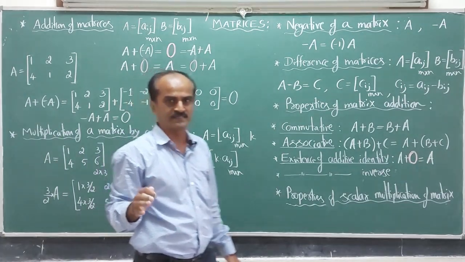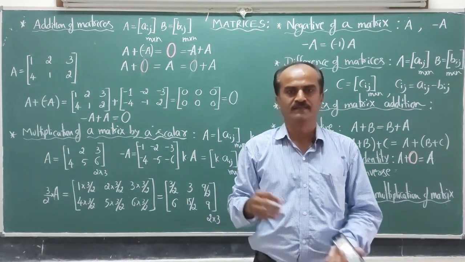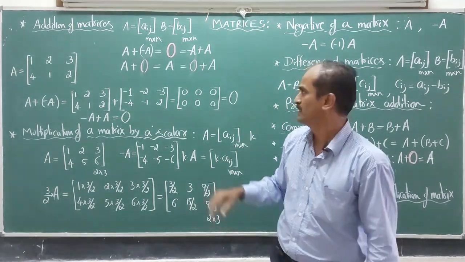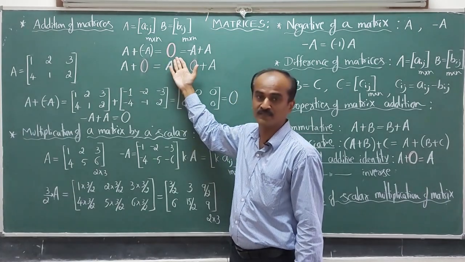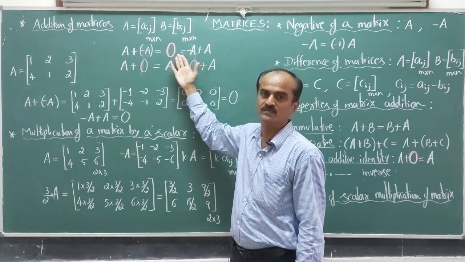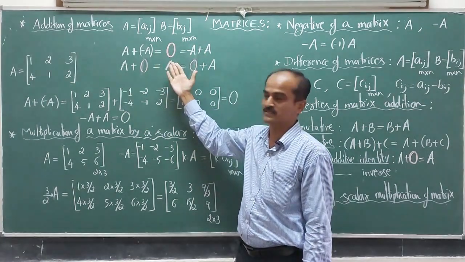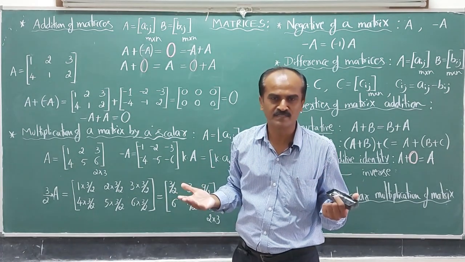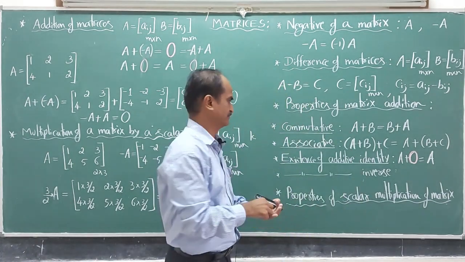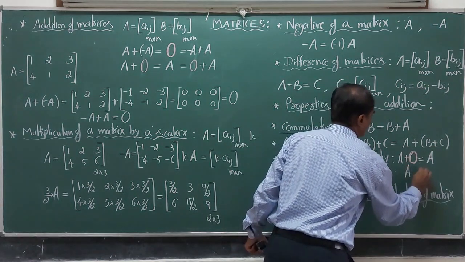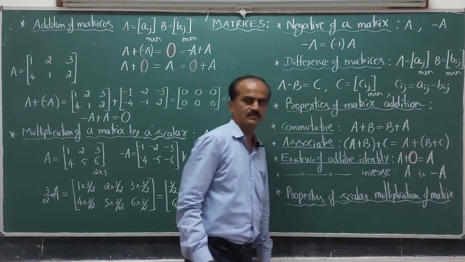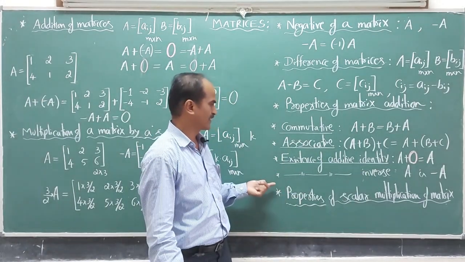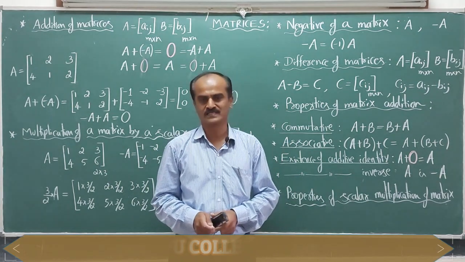For each matrix A of order m by n, there exists its negative, that is minus A, such that on adding those two, I am ending with the additive identity element. So therefore, minus A is called the additive inverse of A. If A is any matrix, which is the additive inverse of matrix A? It is minus A. So for all the matrices of order m by n, its additive inverse exists. That is why existence of additive inverse is also satisfied.